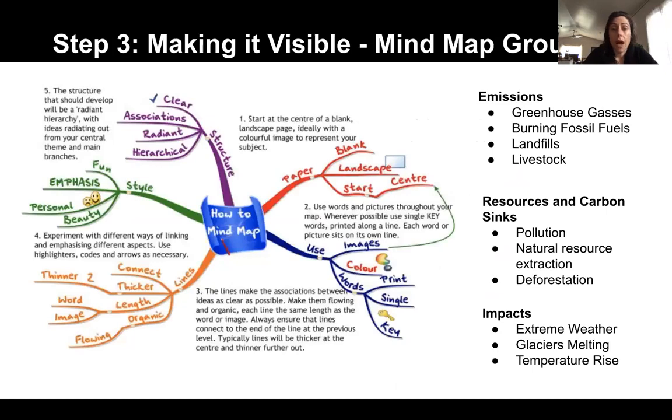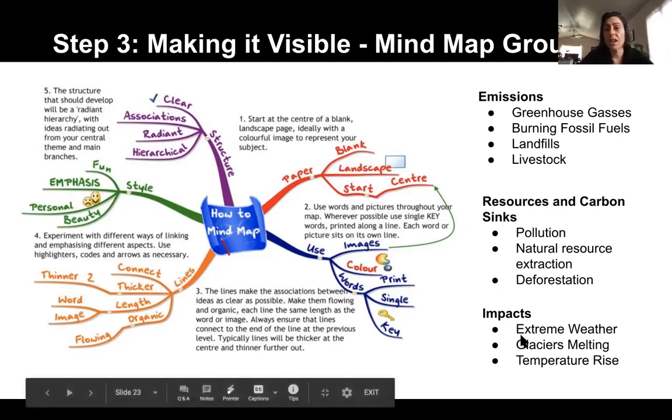The next thing that they thought about doing, and they practiced it, is they thought, let's make a mind map. So they clustered things, like they clustered things for emissions. They clustered things for resources and carbon sinks. They clustered the topics that fit under impacts. And that's how they made a mind map.